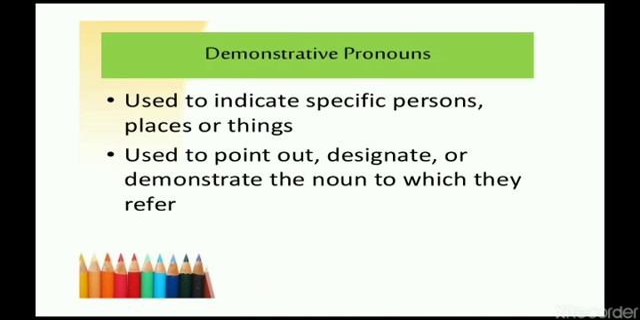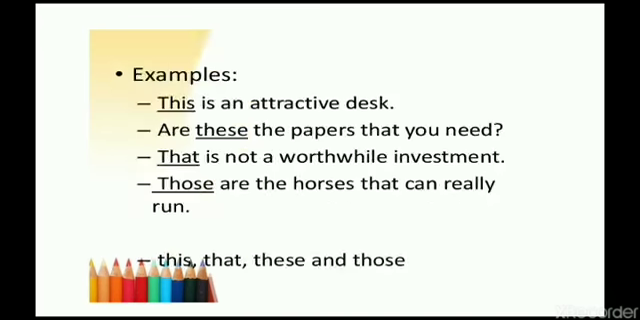Coming to demonstrative pronouns, they are used to indicate a specific person, place और thing. किसी specific इंसान को, place को या जगह को indicate करने वाले pronouns को हम कहते हैं demonstrative pronoun. They are used to point out, designate or demonstrate the noun to which they refer. ऐसे noun को जिसको वो point out कर रहे हैं, designate कर रहे हैं, demonstrate कर रहे हैं, जिसको वो refer कर रहे हैं, उसको point out करने के लिए use किए जाने वाले words को हम कहते हैं demonstrative pronoun. For example, this is an attractive desk.